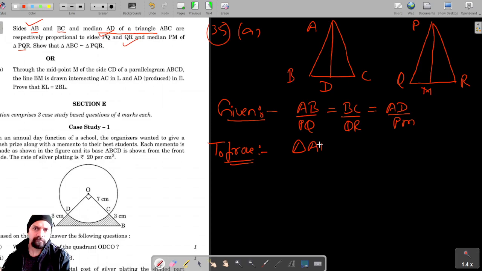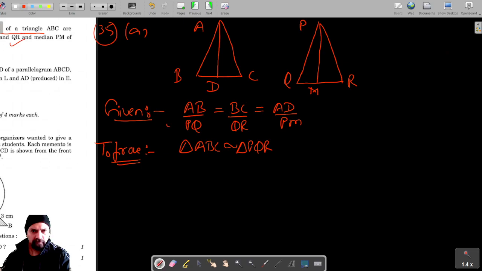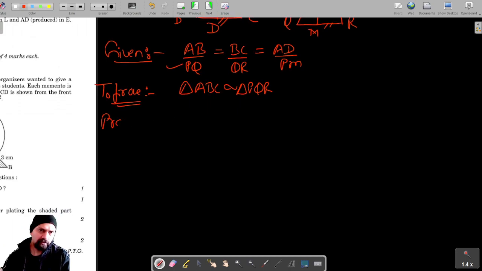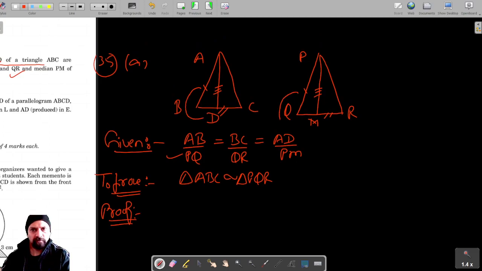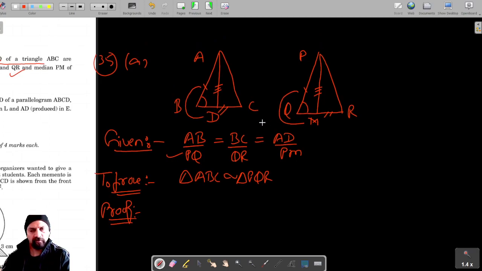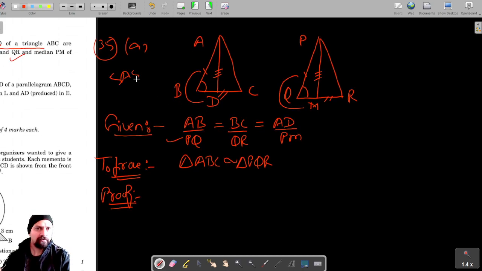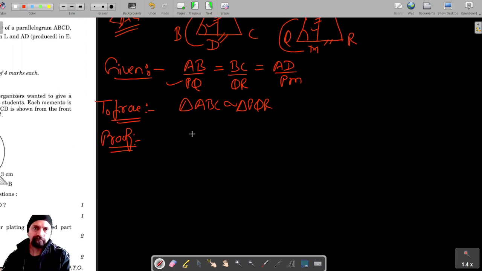triangle ABC is similar to triangle PQR. Now let's make use of what is given to us. So side AB is in proportion with PQ, BC is in proportion with QR, and AD is in proportion with PM. So we have these two sides in proportion. If we are able to prove that this angle is also equal, then the triangles will be similar by the SAS similarity rule. So let's try to get these angles equal.